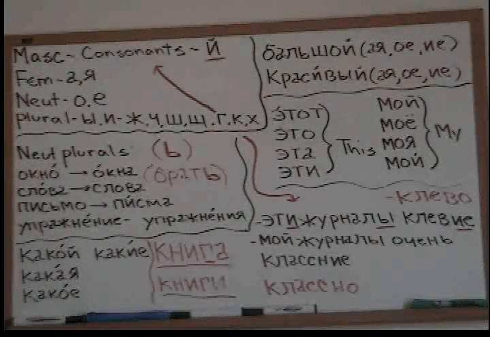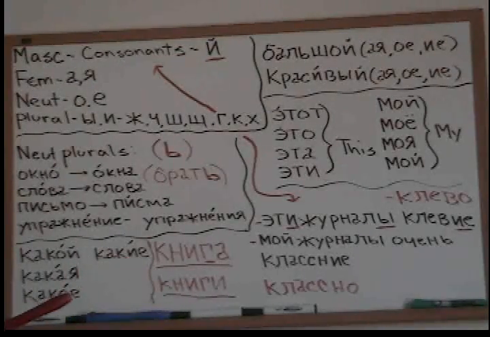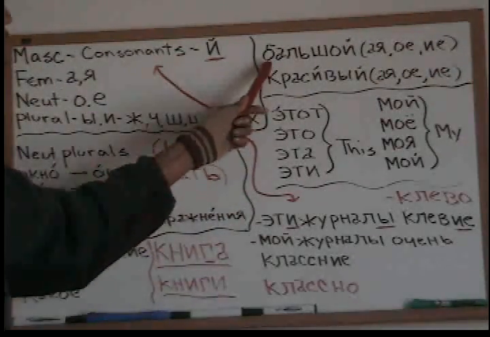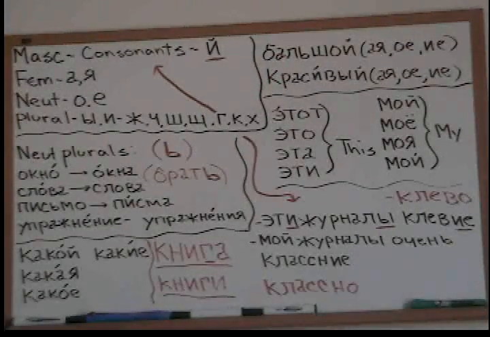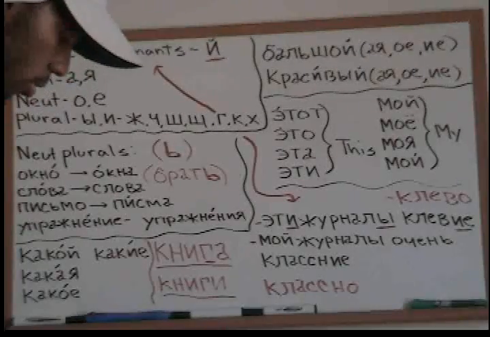I'm going to show you some examples here soon. Okay, so those are exclamations, and as you can see, какой, that's the masculine. Какая, that's the feminine. Какое, that's the neuter. Какие, that's the plural. Alright? So now over here we have adjectives. Okay? You want to change these adjectives according to the gender.